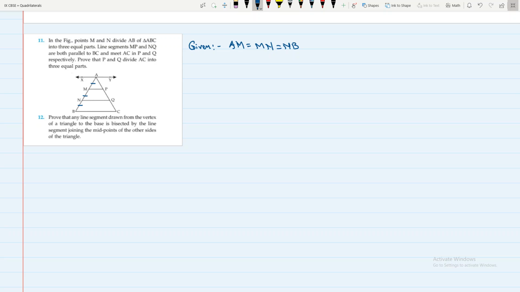Now, next they are saying line segments MP and NQ are both parallel to BC. चलो, गिवन में क्या लिखेंगे? Sir, MP is parallel to NQ and parallel to BC. Very good. And meet AC in P and Q. ठीक है, वो लिखने की जरूरत नहीं है. Prove that P and Q divide AC into 3 equal parts. To prove लिखेंगे सीधा. What is to be proved? Sir, AP is equal to PQ and PQ is equal to QC.